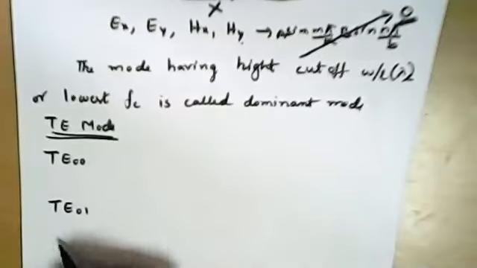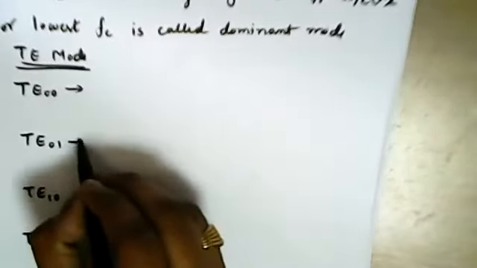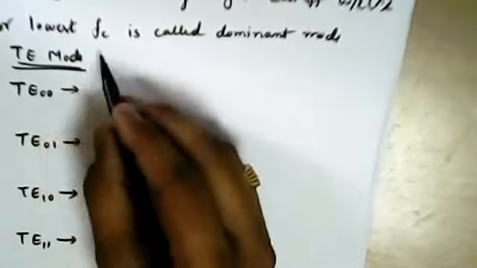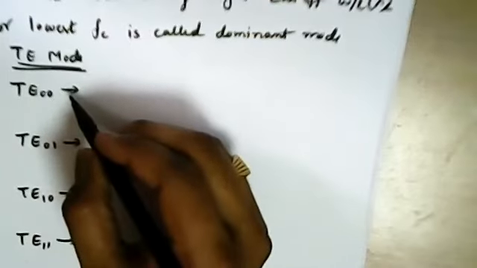In case of TE mode, four modes are possible: TE00, TE01, TE10 and TE11. So these are the four modes which are possible in case of transverse electric TE mode. First, we'll consider the TE00 mode and how to calculate the dominant mode.